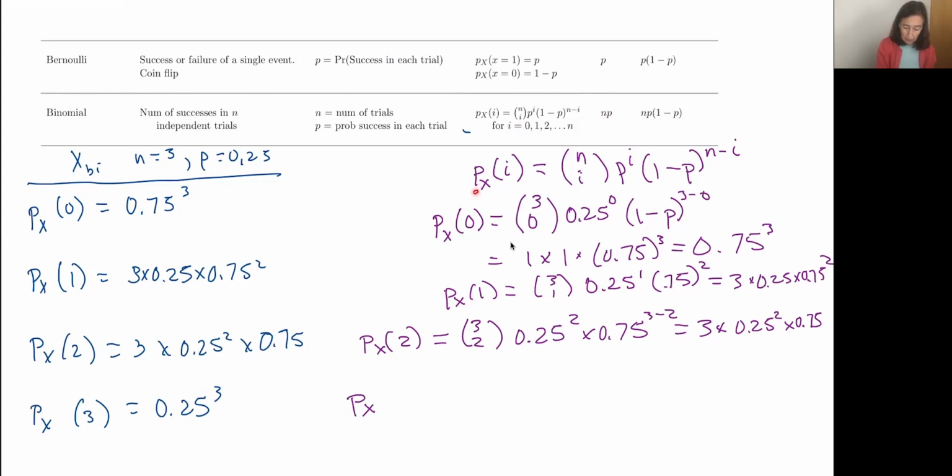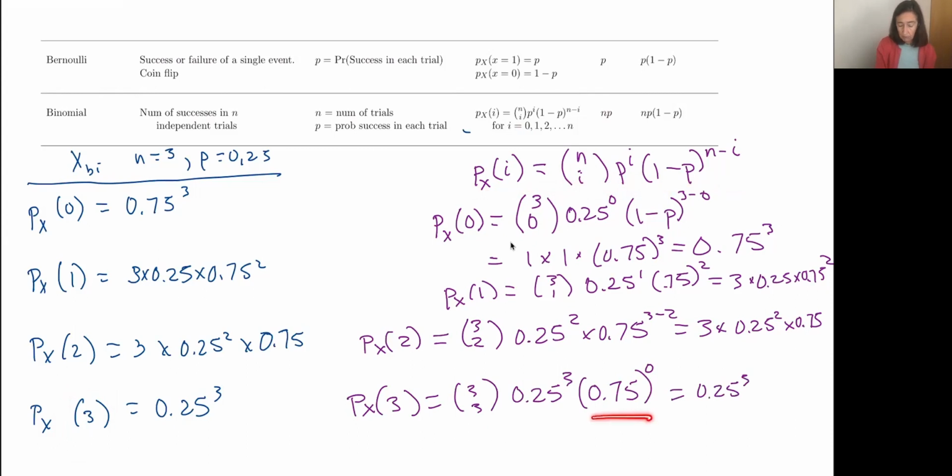number that we could plug in to our PMF here is 3. 3 choose 3 times 0.25 to the ith power, that's 3, times 0.75 to the n minus ith power, that's 0. 3 choose 3 is 1. If you have 3 elements, there's only one way to choose 3 things. 0.25 cubed is 0.25 cubed, and 0.75 to the 0 power is 1, just like anything else.